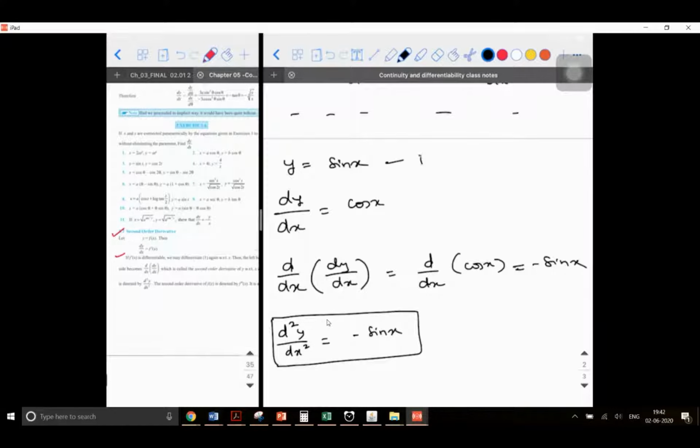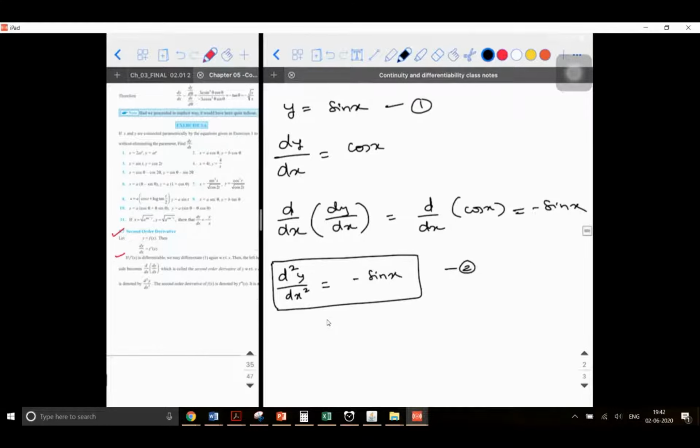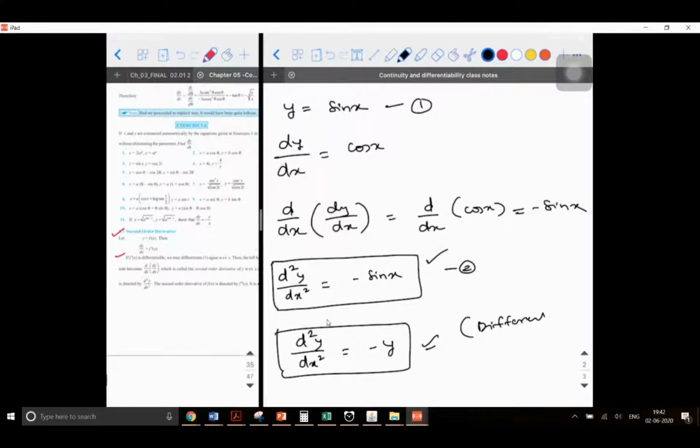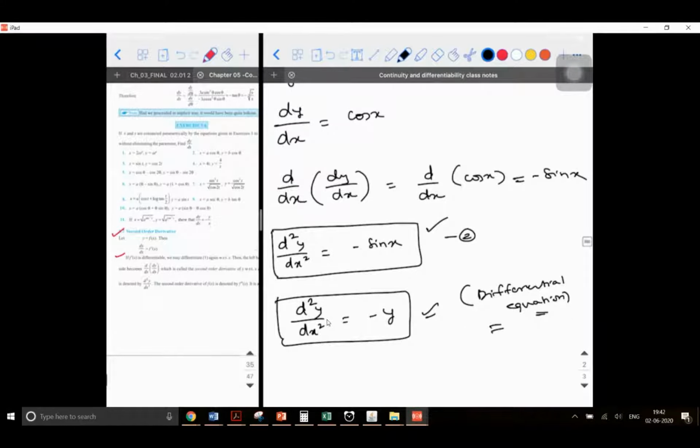Just for your knowledge, I am explaining this concept. If I try to frame a relation between 1 and 2, I'm repeating it again: d square y by dx square is equal to minus sin x is done with respect to this exercise. But if I want to frame another mathematical expression between equation 1 and 2, then I can write it as d square y by dx square is equal to minus y. So this is a form of a differential equation. Anyways, we'll discuss this in the 10th chapter. Need not worry about it. We call this kind of an equation a differential equation.